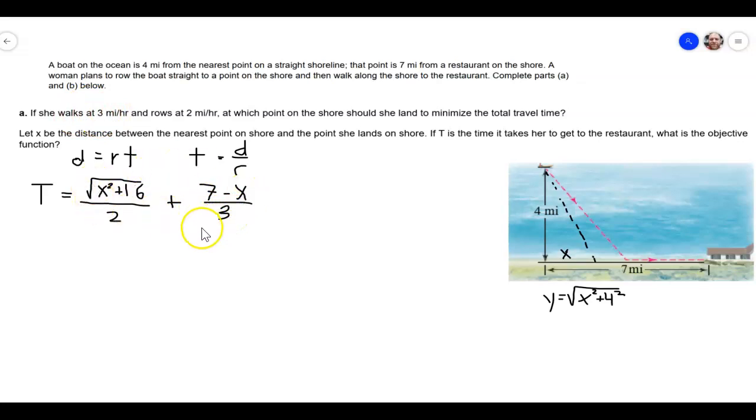So this is our objective function here. This is the function that we're going to try to optimize, we're going to try to get the best possible time. We're going to optimize the time.